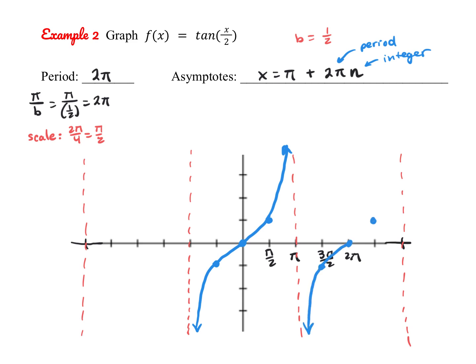And then we're just going to repeat that in the period to the right and the period to the left. And again, this vertical distance is A, which in this case is 1. Same for this vertical distance, it's A. So when you don't see a number out front, that vertical distance is simply going to be 1.